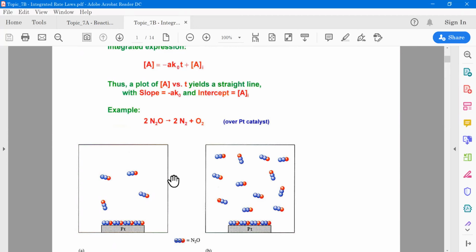And you'd find that if you plot the concentration of A versus time, you will get a straight line. It simply means that as the reaction proceeds, as t gets larger, A simply gets smaller. Concentration goes down linearly with the reaction time.